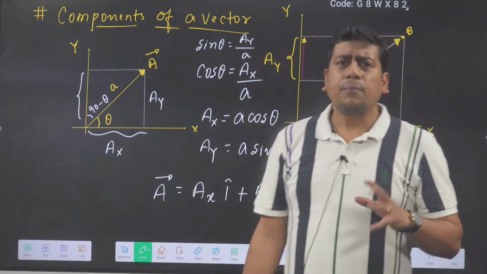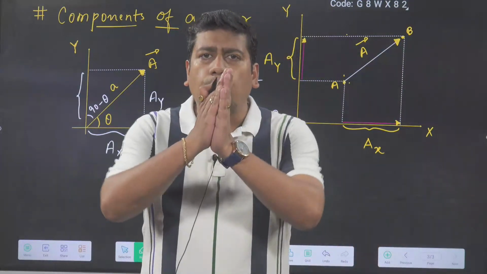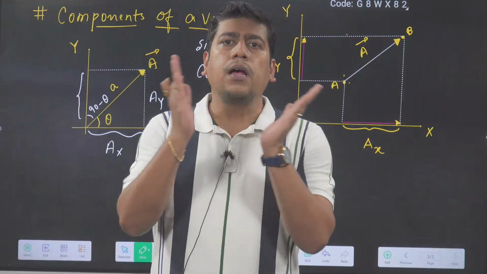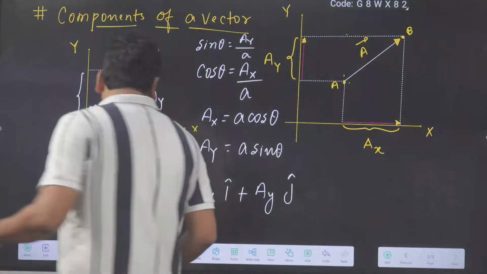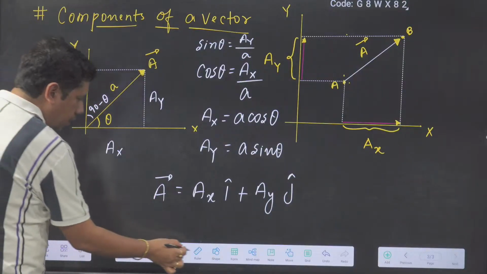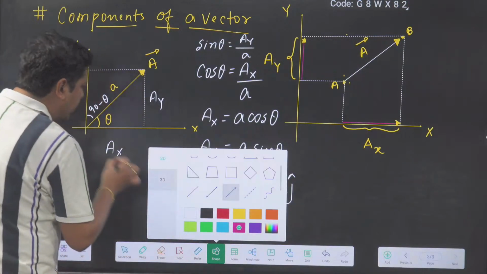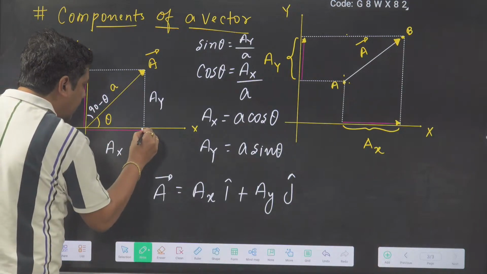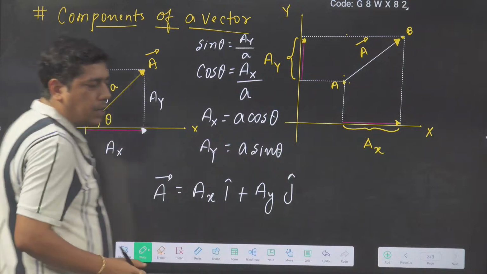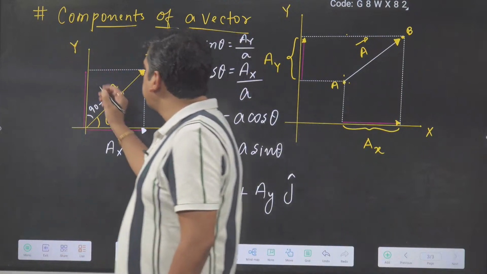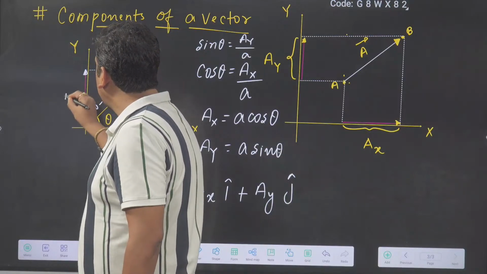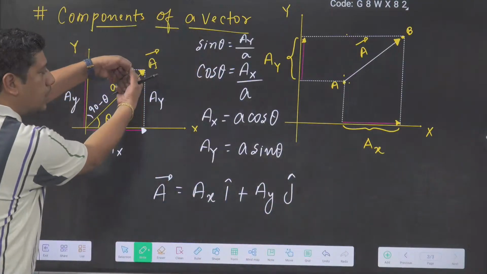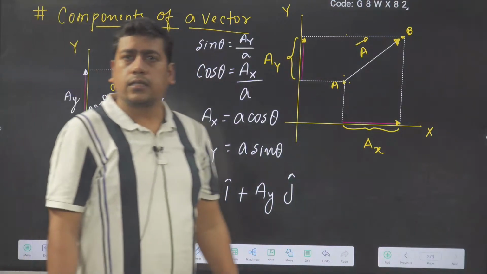Now understand, what is the meaning of component? The component means the splitting of one vector into multiple parts. Taking component means splitting a vector into multiple parts. Please understand, if this component is ax, in vector form I can write this as ax I cap, and this one I can write ay j cap. So what we have done, we have split this vector into two parts.